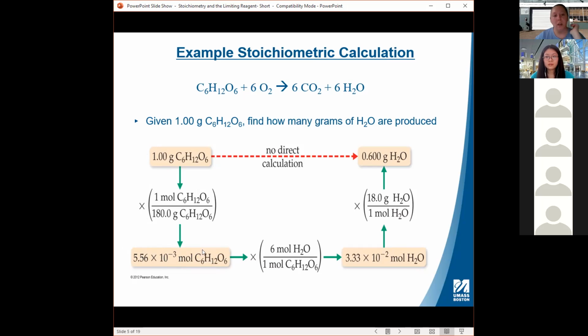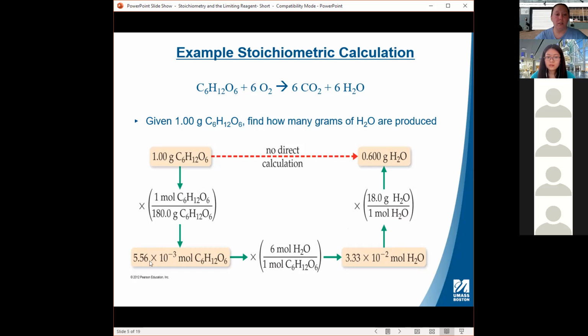Okay. Now we need to figure out how much water we can make. In order to do that, we need to know what the molar ratio is of our reactants to our products. So for every 1 mole of sugar that we have, we can make 6 moles of H2O.